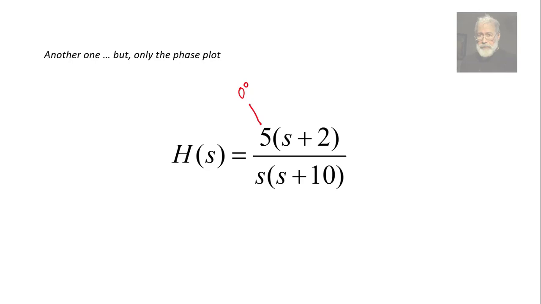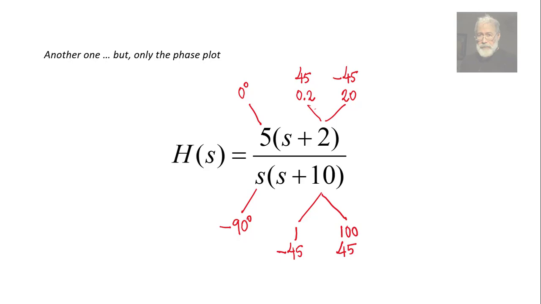The zero at 2 includes two corners, one at 0.2 radians per second and the other at 20 radians per second. The first one increases the slope by 45 degrees per decade, and the other cancels out that slope. The pole at 0 adds negative 90 degrees at all frequencies, and the pole at 10 includes two more corners, one at 1 radian per second and another at 100 radians per second. The first one increases the slope by negative 45 degrees per decade, so that means that it really decreases it. The second corner cancels out that slope.